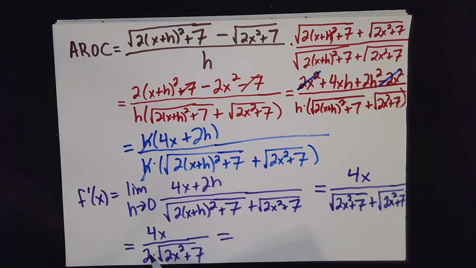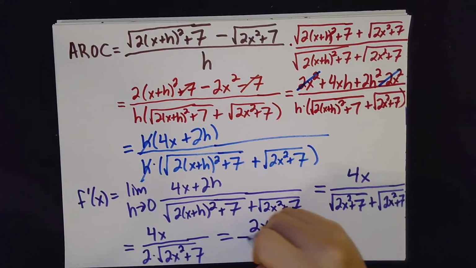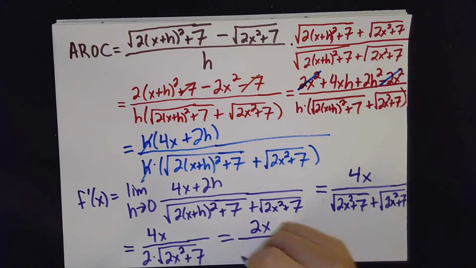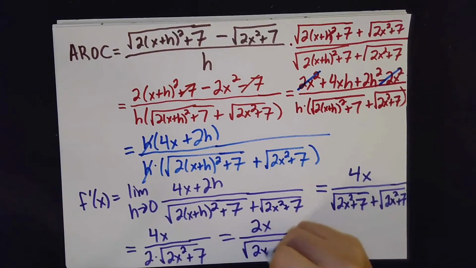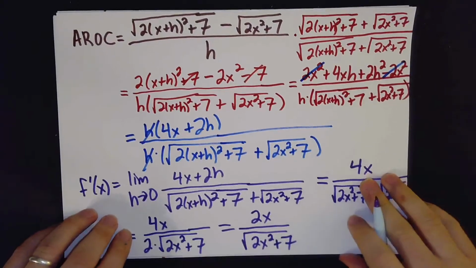Okay, and I can shave a 2 out of both the numerator and denominator, so this will be 2x divided by the square root of 2x squared plus 7. And that will be our answer.